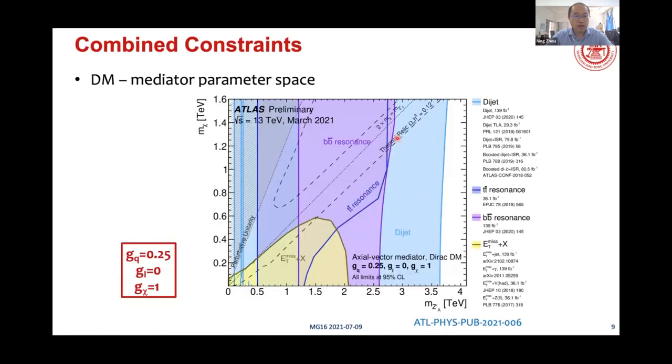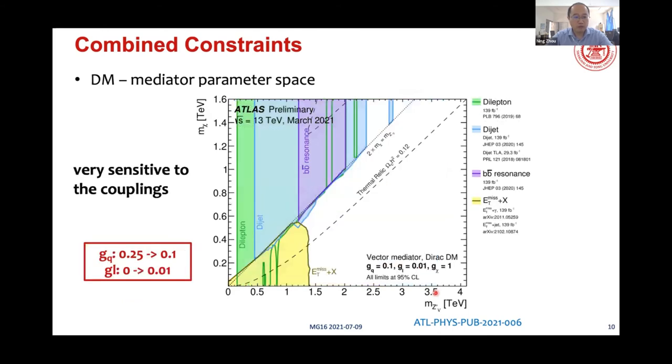So we can combine this mono-X and mediator search result together. That is shown in this mediator mass and dark matter mass parameter space. The yellow contour is from the mono-X, and the blue curve is from the dijet search, the mediator search. Since it's insensitive to the dark matter mass, that covers really a lot of parameter space in this figure.